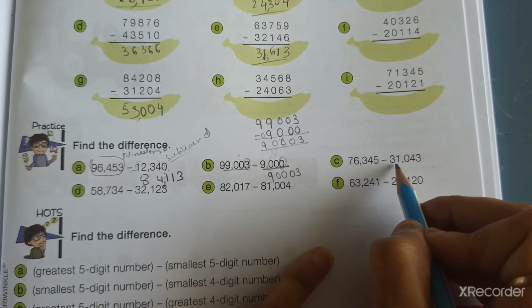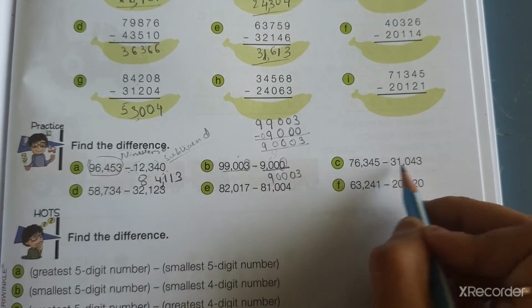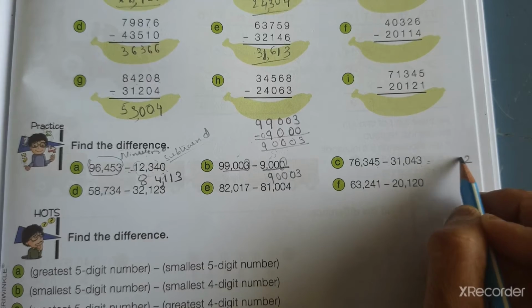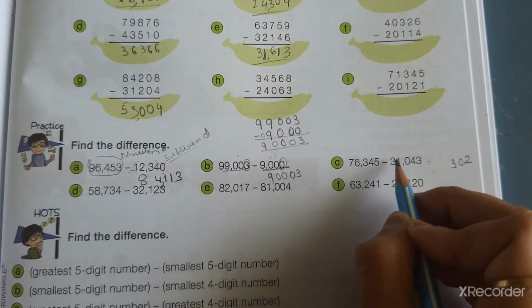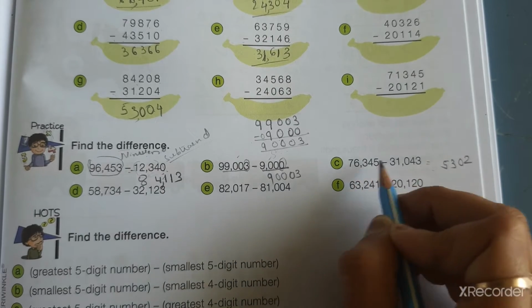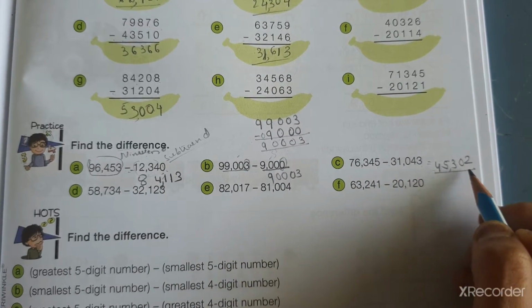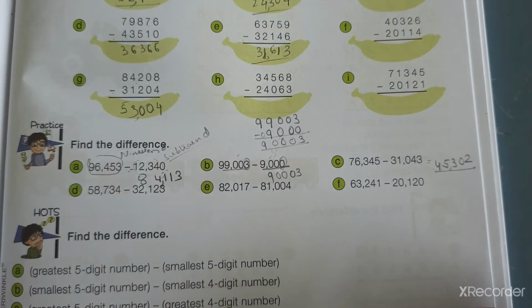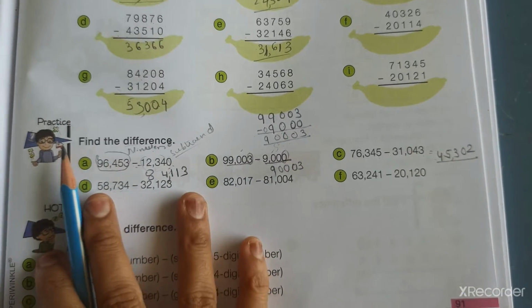76,345 minus 39,043. What is the difference of these numbers? 5 minus 3, 2. 4 minus 4, 0. 3 minus 0, 3. 6 minus 1, 5. 7 minus 3, 4. The answer is 45,302 is the solution of this problem. Understood? And this 3, take as homework.